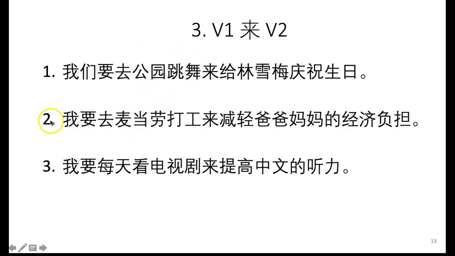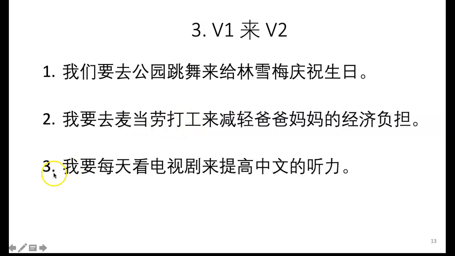好，那我们看第二句，我要去麦当劳打工。This is the first action. 减轻爸爸妈妈的经济负担。This is the second action. And this is the goal. The goal is to lighten the economic burden of my parents. So how can I achieve this goal? To do part-time job at McDonald's.